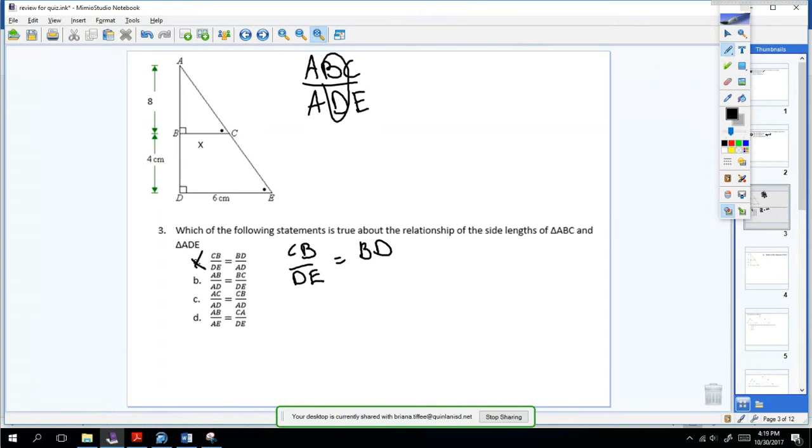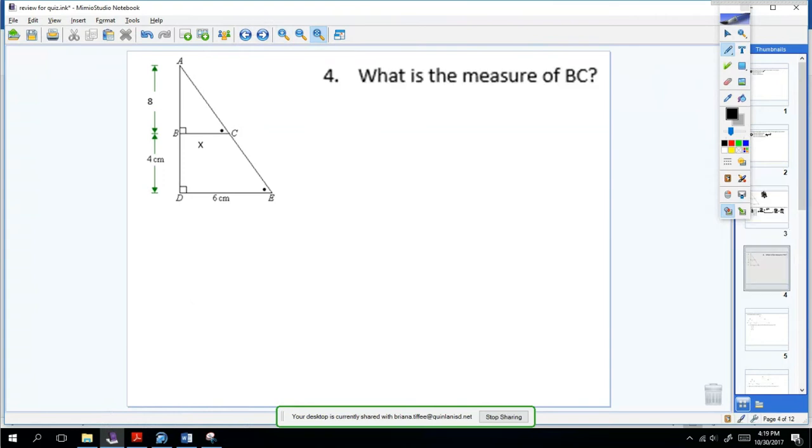Okay, my next one says AB. AB goes with AD. Good so far. My next side says BC. BC goes with DE. That is the same as right here. So B is correct.